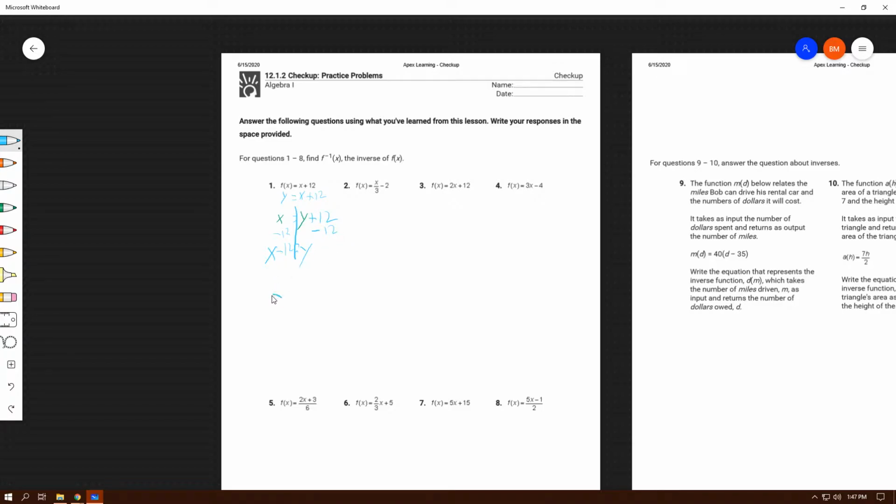The only last thing I need to do is put it in function notation. So f of negative 1, x minus 12. That is literally all I'm doing.